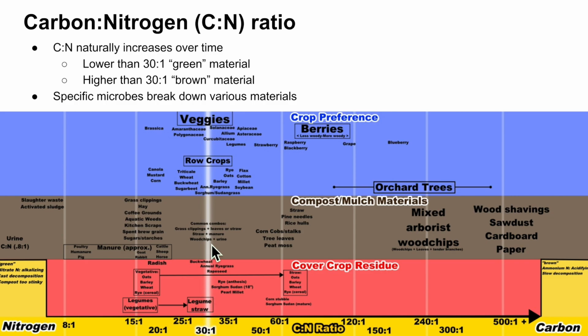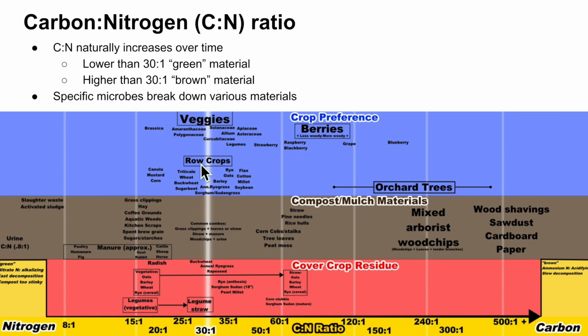This line also delineates two categories of materials. To the left of this line, we have what we call green materials. To the right of this line, we have what we call brown materials. Green materials promote lush, leafy growth. These are more nitrogen-based materials. The brown materials are more carbon-based materials. Think leaves, straw, or wood.